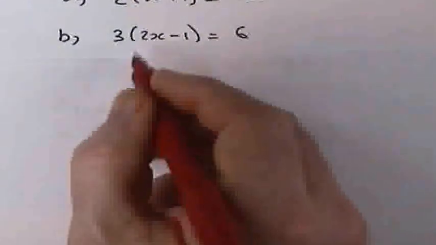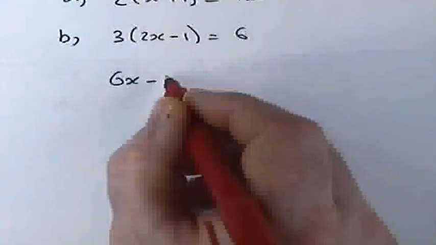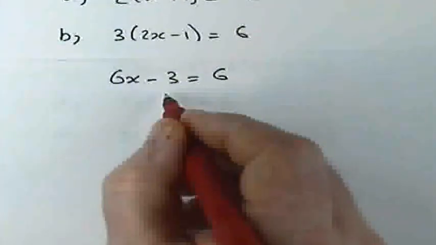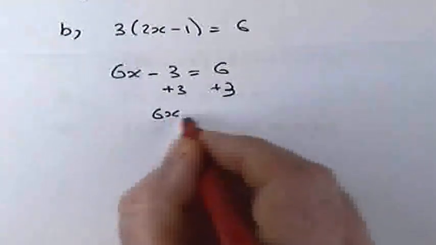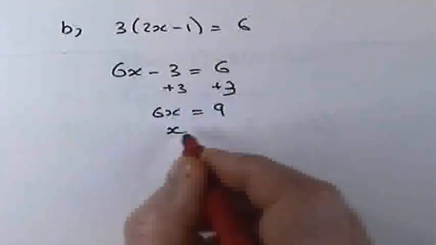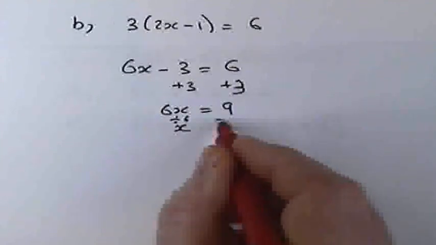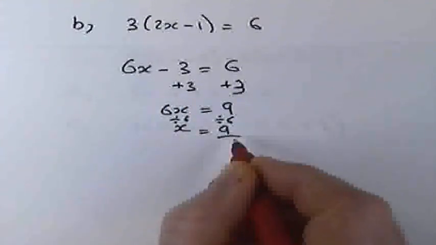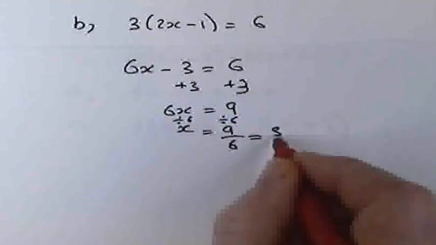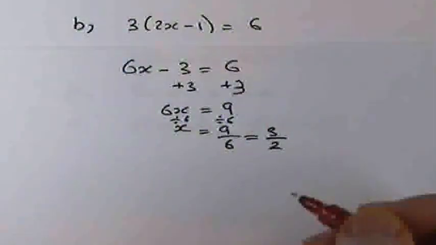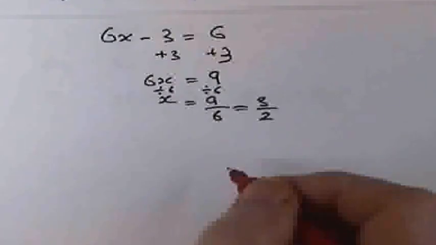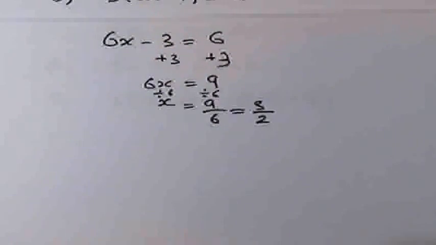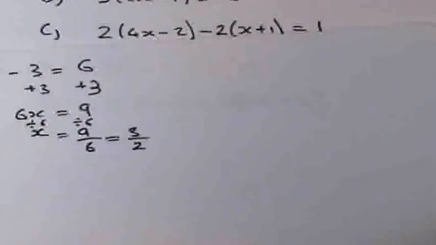Okay, next question then. Expand the bracket to get 6x minus 3 equals 6. Then add 3 to both sides, and I get 6x is equal to 9. Divide both sides by 6, and I get x equals 9 over 6, which is 3 over 2. And you can leave it as a fraction. Well done if you got that one right. If you didn't, hopefully you can spot what you got wrong.